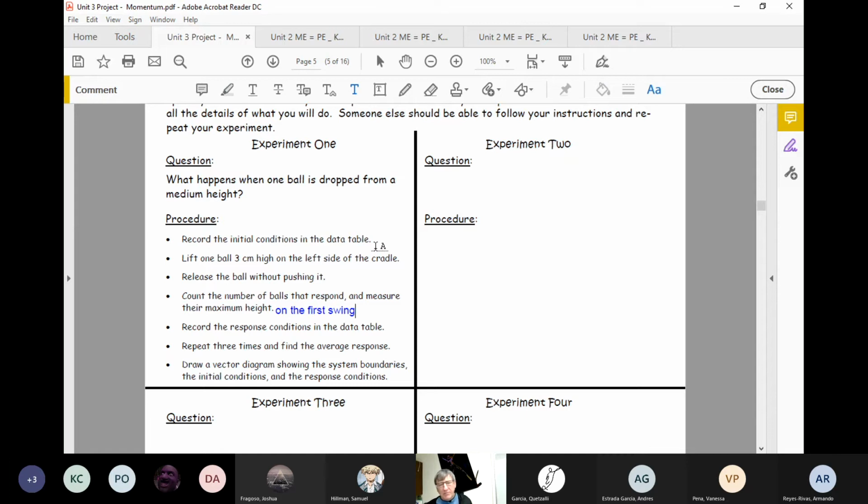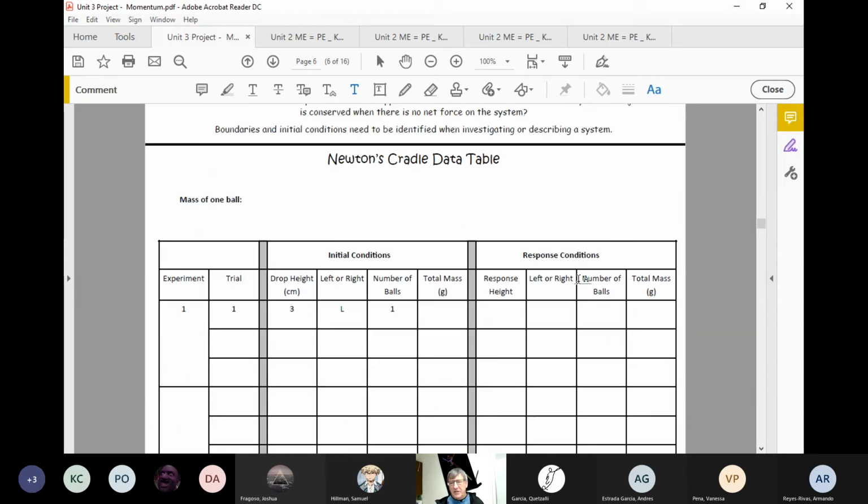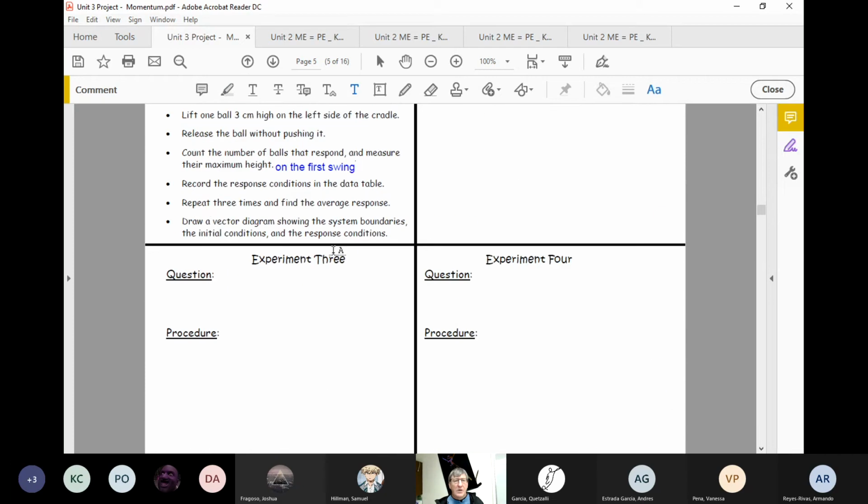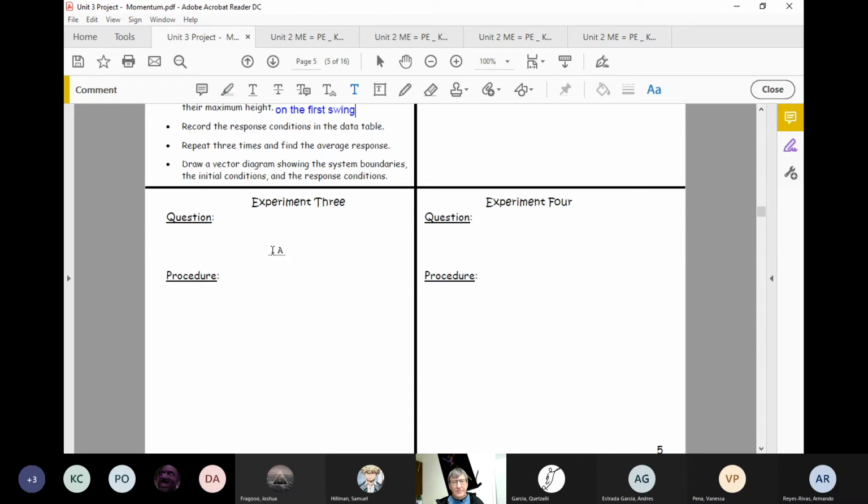It might not be very important if we had a really good Newton's cradle, but again, mine is not very good, and it seems to lose energy pretty quickly. So I want to measure the amount of energy at the best possible moment, which is on the first swing. Then I'm going to record my response conditions in the data table down here, like I said. I'm going to repeat this 3 times and find the average. And finally, I'm going to draw a vector diagram showing the system boundaries, the initial conditions, and the response conditions.